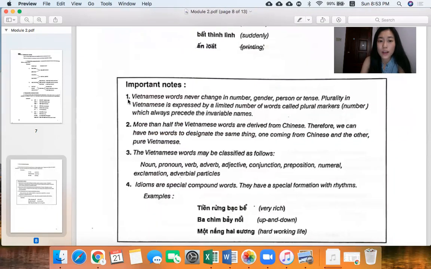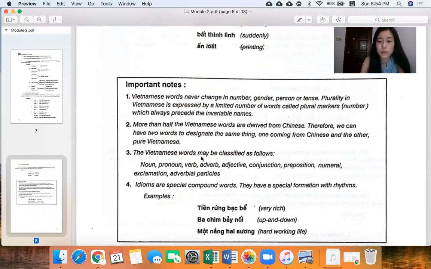Important notes. 1. Vietnamese words never change in number, gender, person, or tense. Plurality in Vietnamese is expressed by a limited number of words called plural markers, which always precede the invariable nouns. 2. More than half the Vietnamese words are derived from Chinese. Therefore, we can have two words to designate the same thing, one coming from Chinese and the other pure Vietnamese.